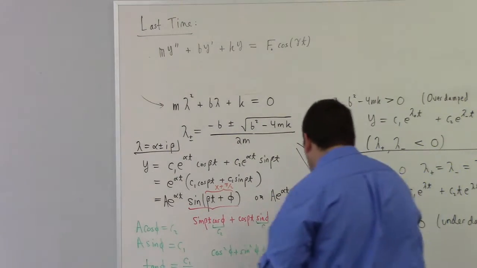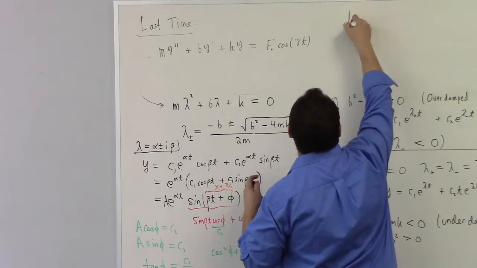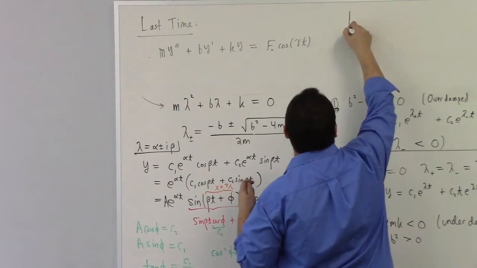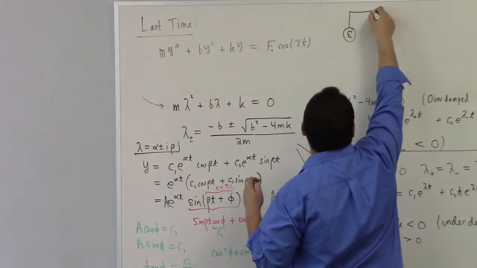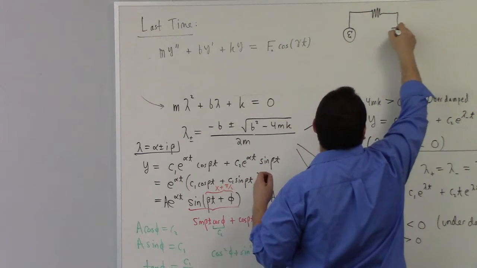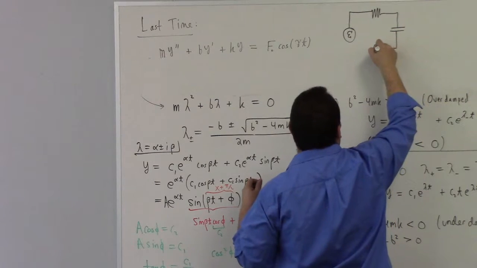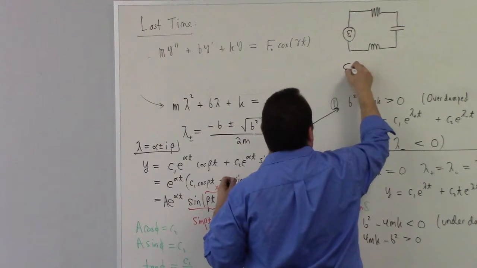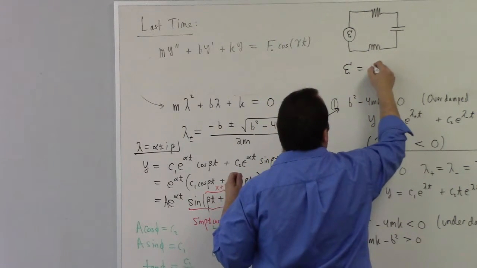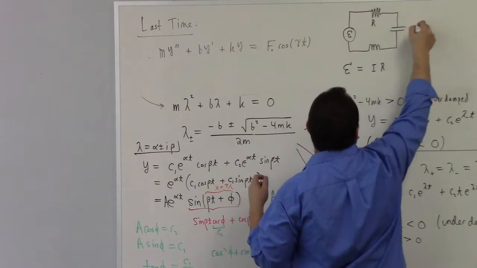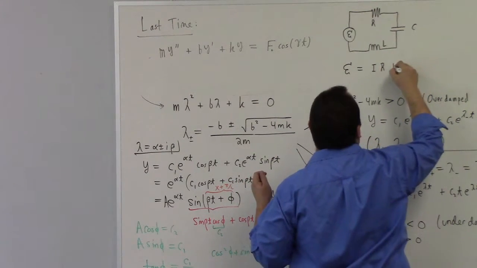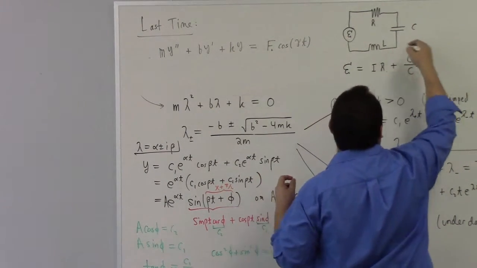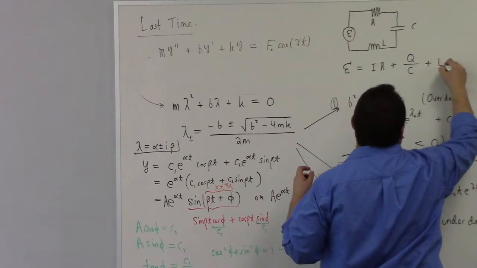So let's look at an RLC circuit for a second here. Suppose you've got some voltage source, and then a resistor, a capacitor, an inductor. So Kirchhoff's voltage law tells you that the voltage source has to be matched by the current times the resistance, all right, plus the charge divided by the capacitance. That's the voltage on the capacitor. And then the voltage on the inductor is proportional to the rate of change of the current according to L di dt.